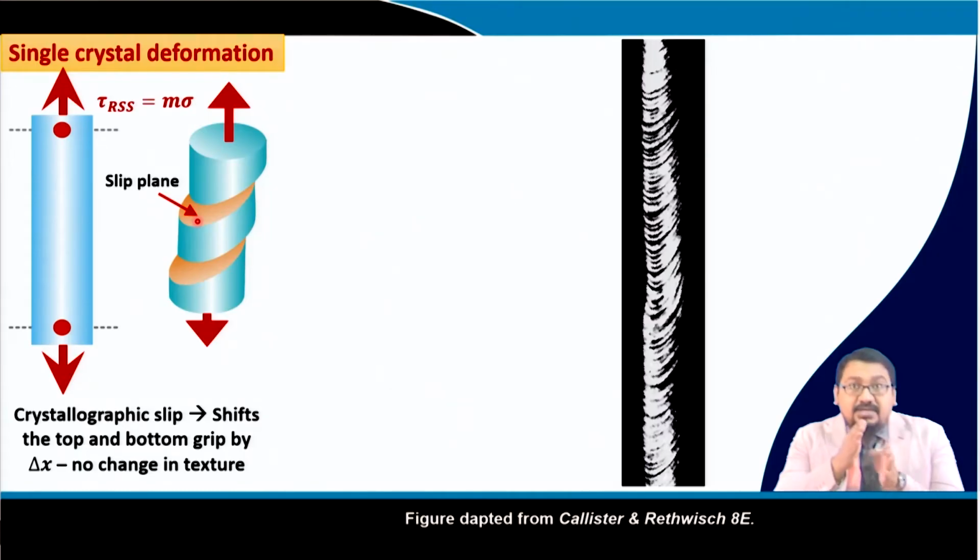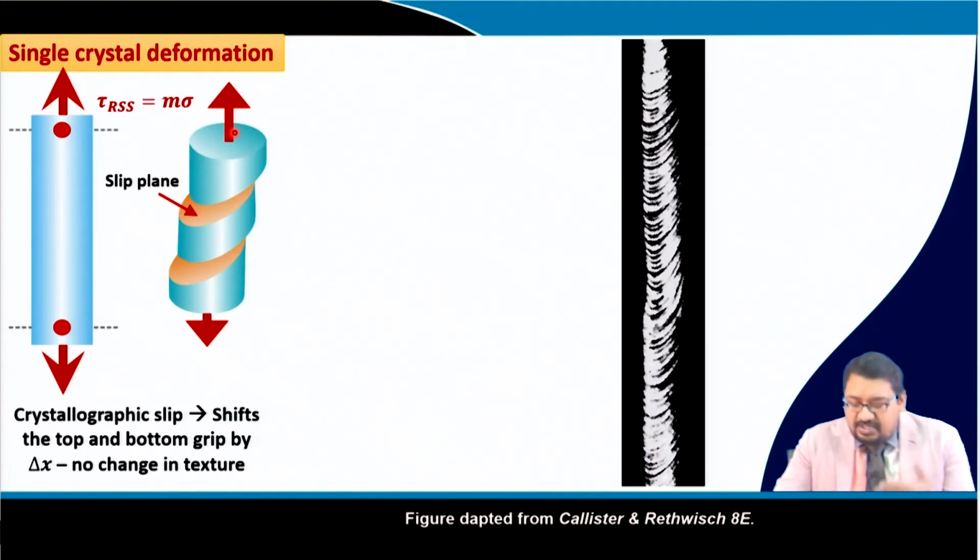But you see, the shifting of the top and the bottom grip will produce no change in the inclination of the slip plane and the inclination of the slip direction with respect to the loading axis, right. So, there is no evolution of the texture.